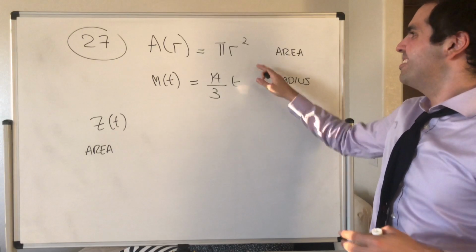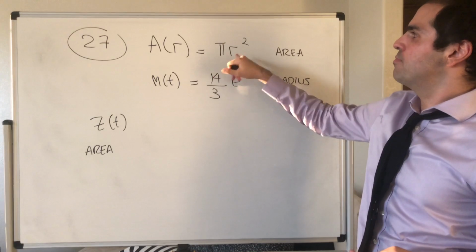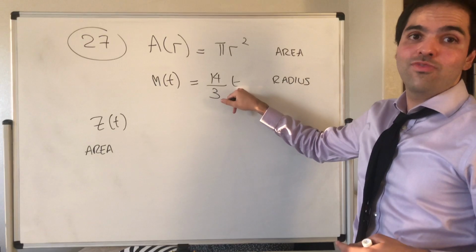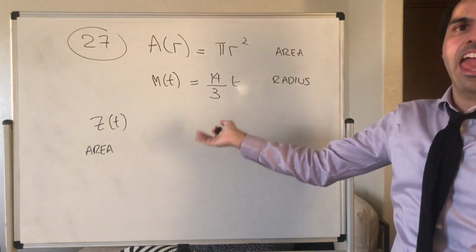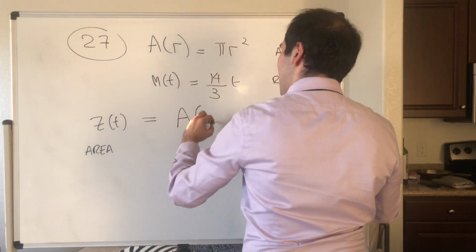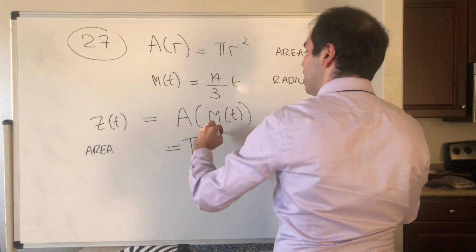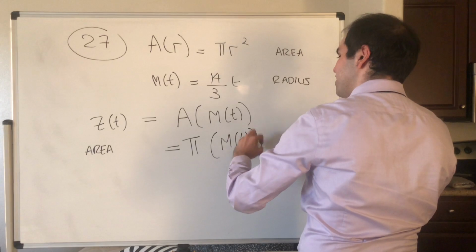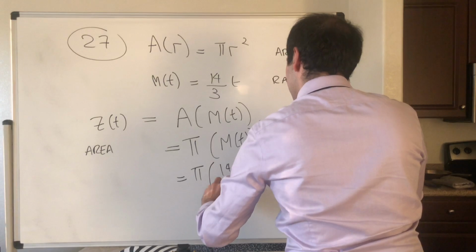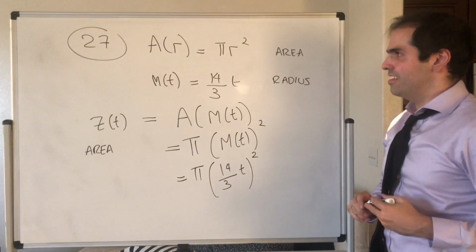All right, very good. Okay, again, super quick question. It looks very long, but it's very quick. Suppose the area as a function of radius is pi r squared, and the radius as a function of time is 14/3 t. What is the area as a function of time? And all they wanted you to do is A of r of t, which is, again, pi, not r squared, but pi r of t squared. And that's pi times (14/3 t) squared. And they say don't simplify, so just leave it as that.